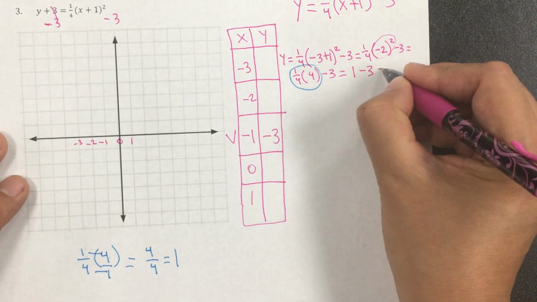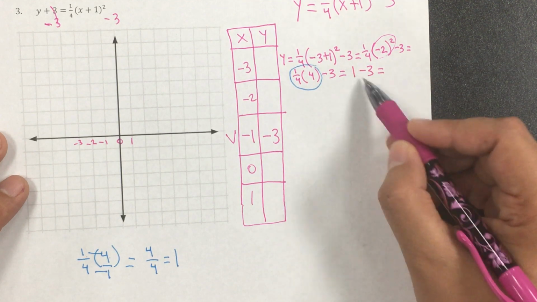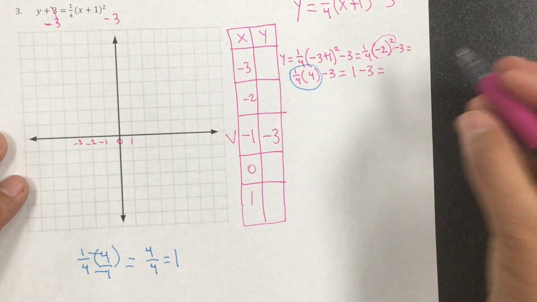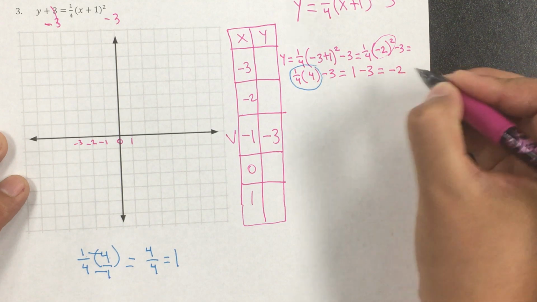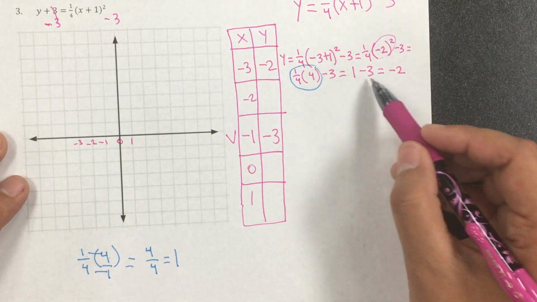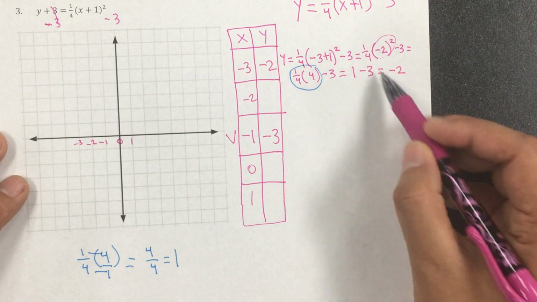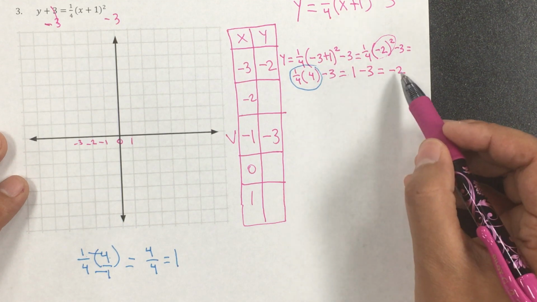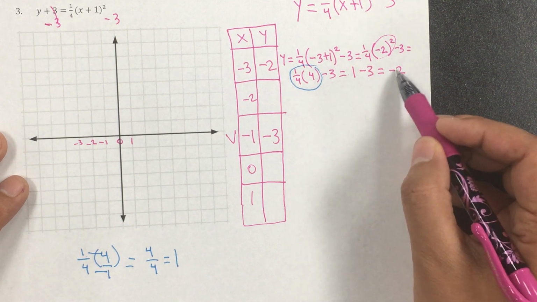Minus 3 is like having $1 but then owing $3. You get negative 2. Or the other way of seeing it is different signs. We subtract and leave the sign of the greater one. So 3 minus 1 is 2, and the greater one is negative.